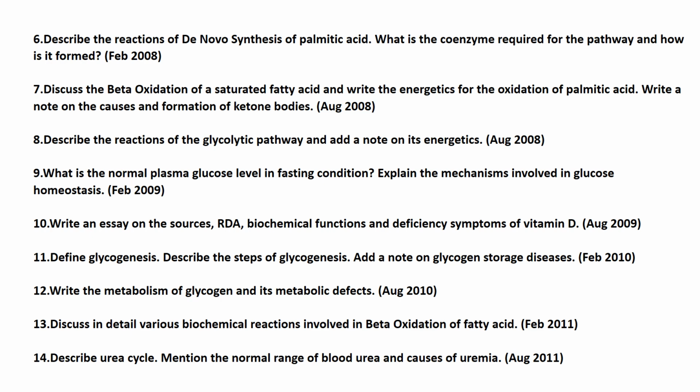And the next question asks about the reactions involved in the de novo synthesis of palmitic acid. There is always confusion among the students. There is a difference between beta oxidation and de novo synthesis. De novo means synthesis; beta oxidation means degradation. Palmitic acid is again C16, but it has to be produced from acetyl CoA. Acetyl-CoA will combine with carbon dioxide and form malonyl-CoA.